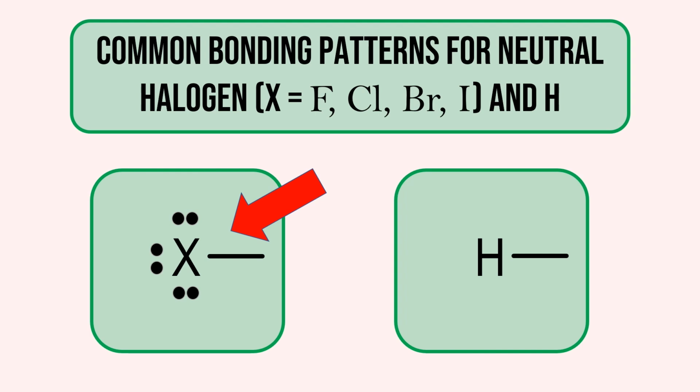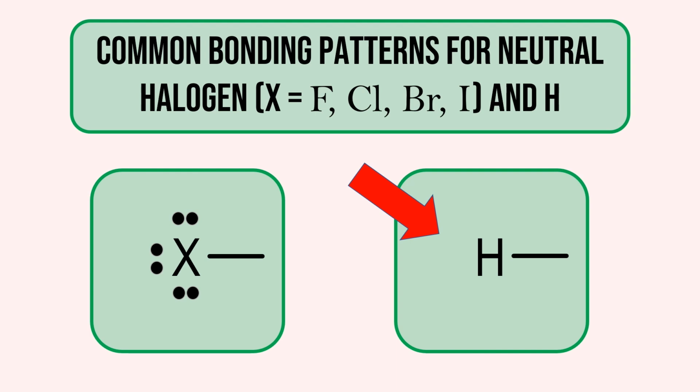Finally, the halogens, which include fluorine, chlorine, bromine, and iodine, will typically bond only one way, a single bond with the halogen atom having 3 lone pairs. Interestingly, hydrogen, which follows the duet rule, it can only have 2 valence electrons, will also participate in only one single bond, but have 0 lone pairs.